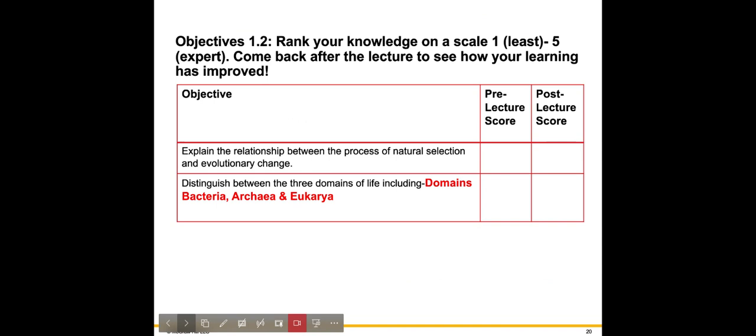Now may be a good time to pause the video and go back to your guided note page or the first part of this presentation and rescore how you feel about those objectives. And then take a minute to score your new objectives, explaining natural selection and evolution, and then distinguishing between domain bacteria, archaea, and eukarya.